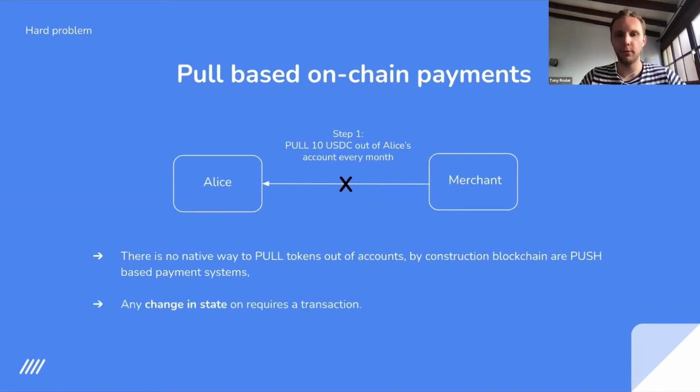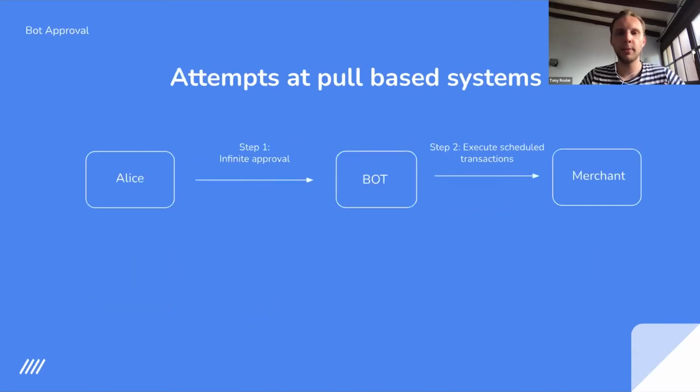However, that's not really the full story, because we can build certain approval-based applications on top of the execution layer. However, these payment systems have certain flaws. So all of these pull-based payment systems largely boil down to this mechanism where a user will infinitely approve a contract, and then a bot will on a schedule execute a transaction, pulling money out of the user's account and then paying the merchant at the end of the month.